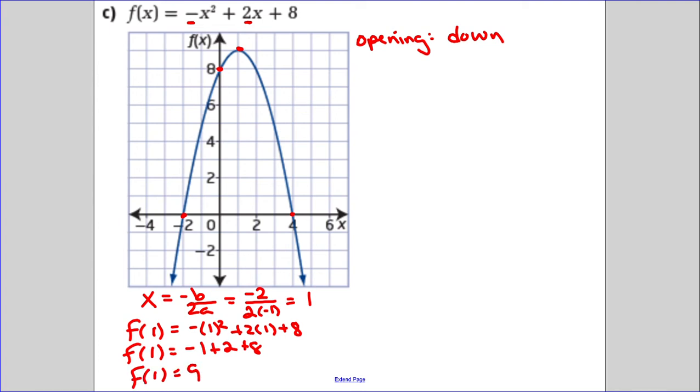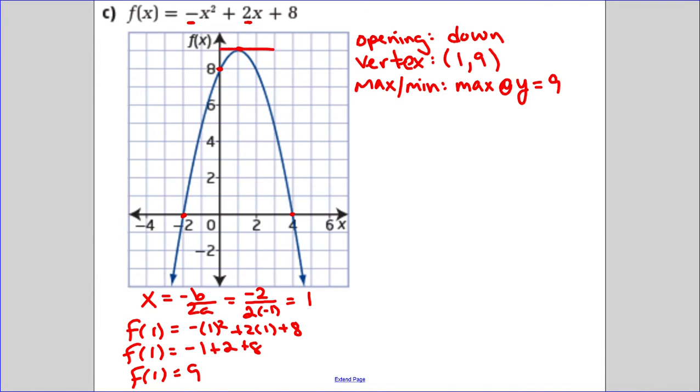And I can see my vertex is actually just going to be 1, 9, which is my next point. So my vertex is 1, 9. In my next part, I can see this thing has a max. So for the max-min part, does it have a maximum or a minimum? It has a maximum, and that maximum is at y equals 9, straight across here. After that, I can see that its axis of symmetry is just the x value of my vertex, so x equals 1.